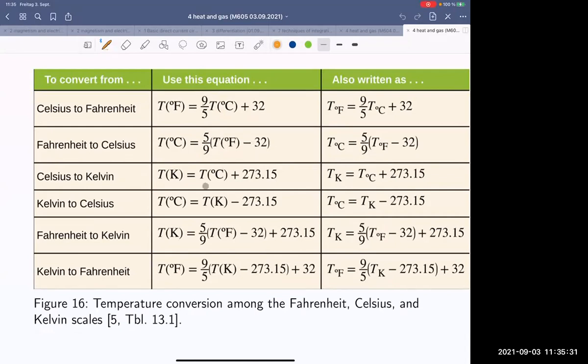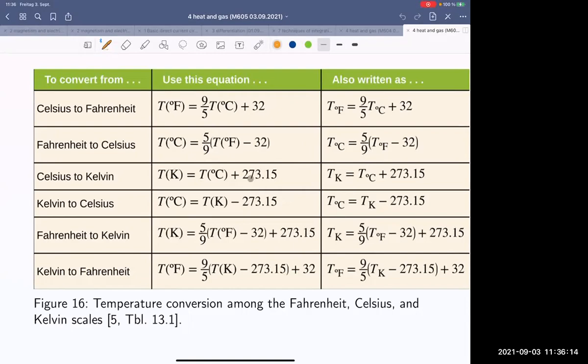Celsius to Kelvin is quite straightforward. You just add 273.15. If you want to get Celsius from Kelvin, you just subtract 273.15 from the temperature in Kelvin. Fahrenheit to Kelvin: 5/9 of temperature in Fahrenheit minus 32 is the value you get in the Celsius scale. But if you want to convert to Kelvin, you have to add 273.15 according to this formula.